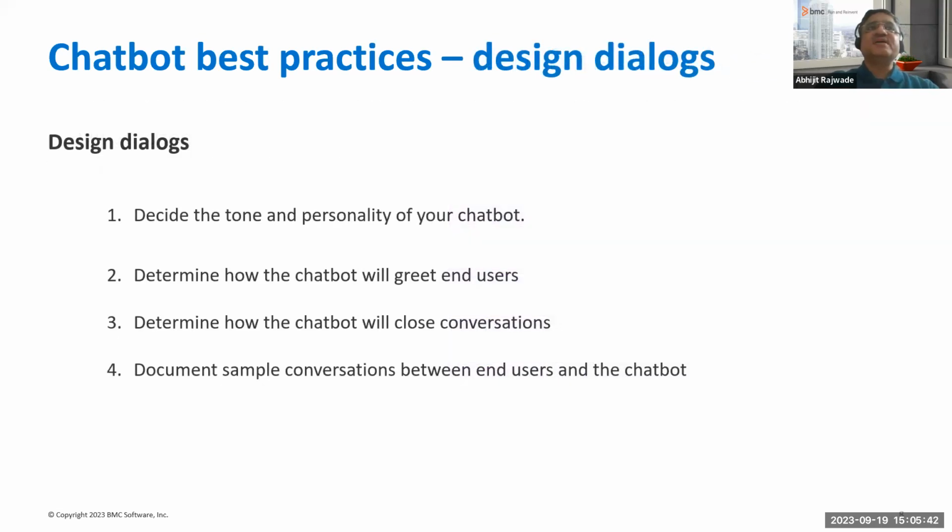Once you have identified the end user utterances and identified your intents, the next step is designing the dialog flow. Remember, your bot itself has a persona of its own. So you need to first start by deciding what is the tone or what is the personality of your bot. Next, you will decide how your bot will greet your end users, how your bot will terminate the conversations. And then you have to document the entire sample conversations between end users and the bot, and then design the dialog flow.